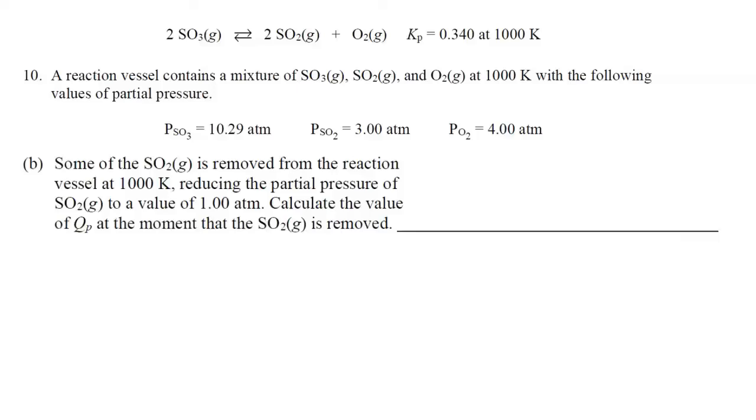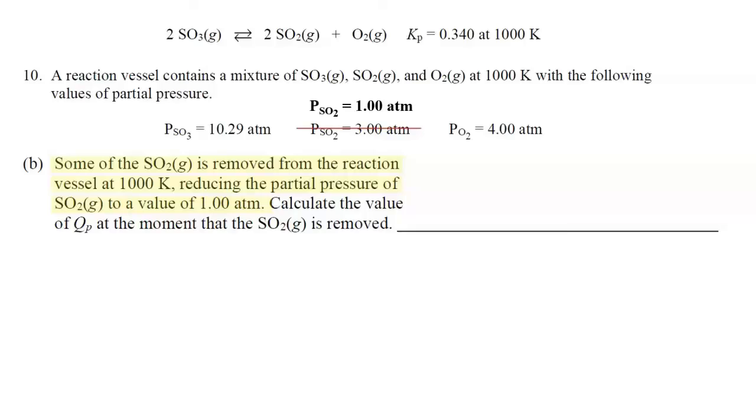Some of the SO2 is removed from the reaction vessel at 1,000 kelvins, reducing the partial pressure of SO2. So it was 3 atmospheres, now it's down to 1 atmosphere. So they've reduced it. They didn't add a chemical, they took a chemical away, and they took away some of the product. So think about how that would affect the value of Q.